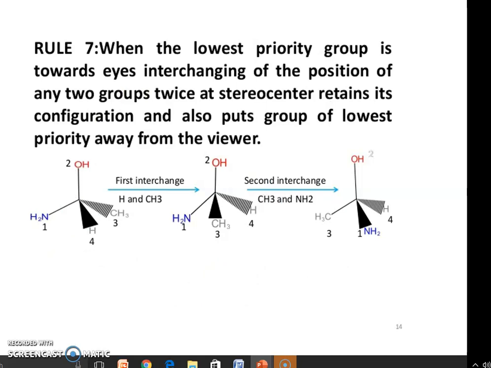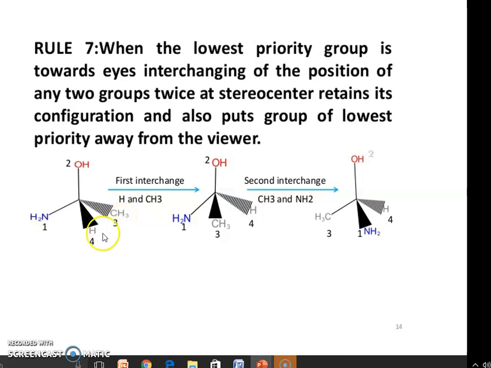Rule 7: when the lowest priority group is towards the eye, interchanging the positions of any two groups twice at the stereo center retains its configuration and also puts the group of lowest priority away from the viewer. So this is how we need to assign when the lowest priority group is towards the eye.